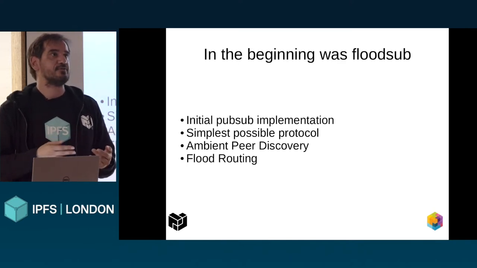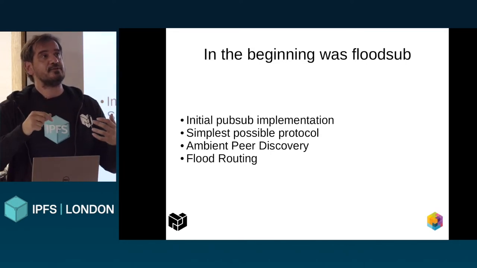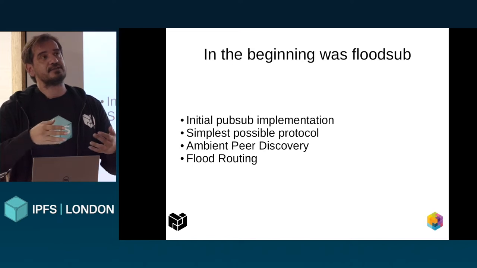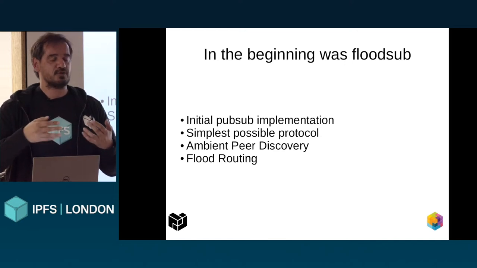Ambient peer discovery means that there is no active discovery for peers. Instead, you rely on ambient connection events and let an external process drive your peer discovery. This makes it very nice and simple to compose with arbitrary discovery options.